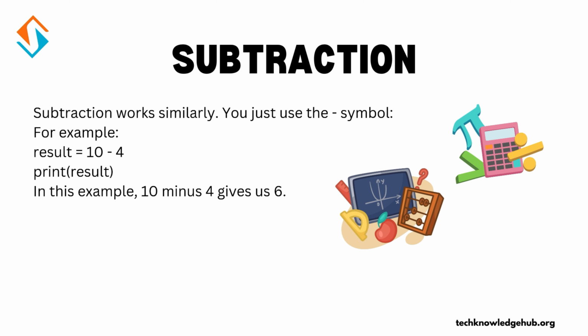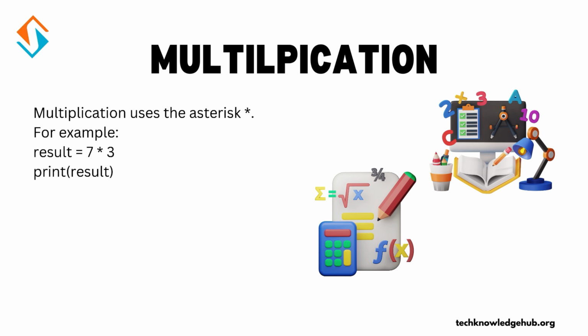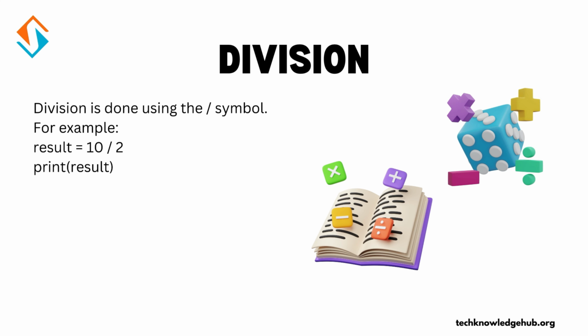Second is subtraction. It works similarly like addition. You just use the subtract symbol. Result equal to 10 subtract 4 and then type print result. In this example, 10 minus 4 gives us 6. Third is multiplication. Multiplication uses the asterisk. For example, result equal to 7 multiply 3 and then type print result.